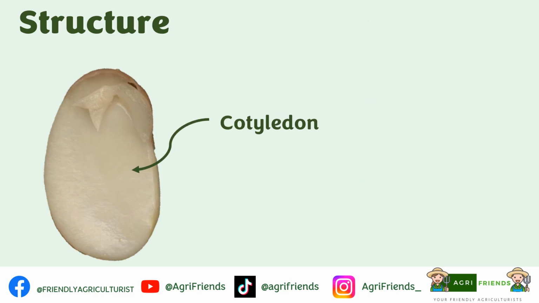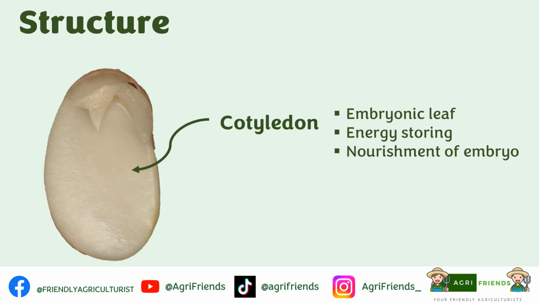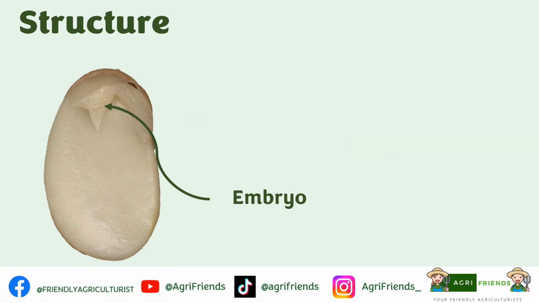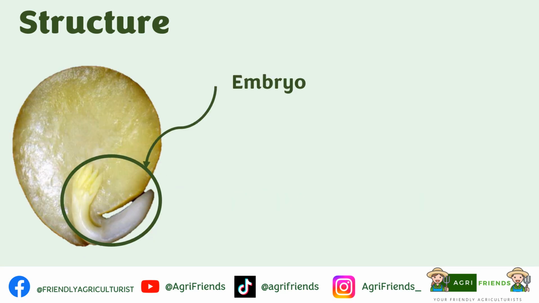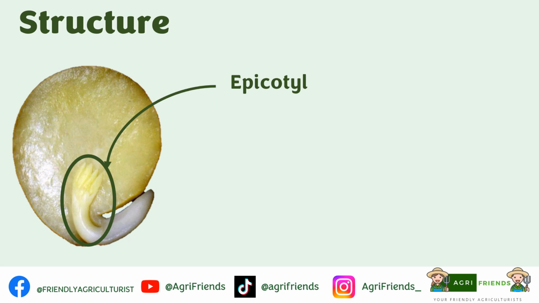Cotyledon is the embryonic leaf or the seed leaf of seed-bearing plants. It contains the energy-storing proteins that nourish the embryo as it grows. The embryo is the young developing plant, and it is further divided into different parts. The epicotyl is the part of the embryonic stem above the embryonic attachment of the cotyledon.